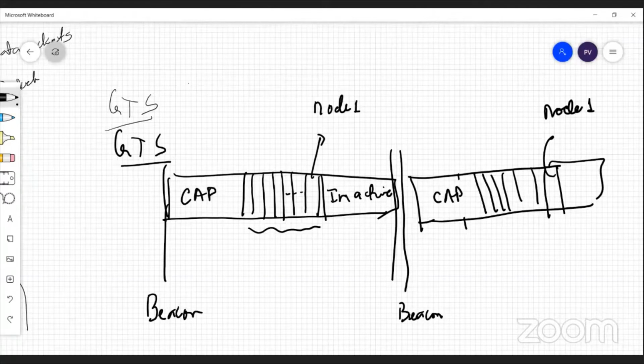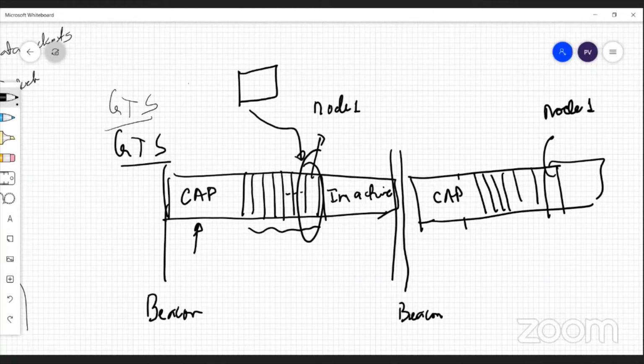Now the point is, if it wants to get a reservation of a slot, it has to first contend, because how do you bootstrap? You have to get nodes to contend, it has to win, and then the PAN coordinator will say, okay, now you can go on this slot and you can start your transmission.